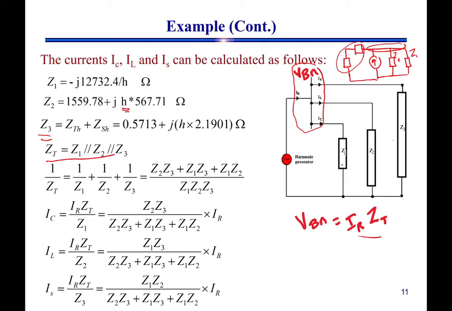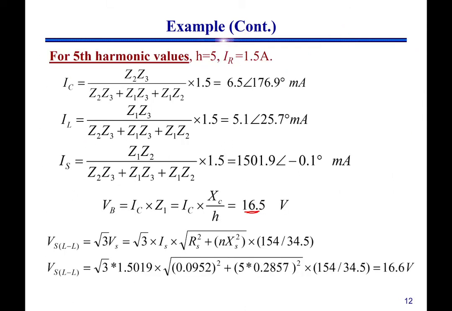Now if we would like to find the source voltage, don't forget that this one will be the source voltage over there. So what will be the source voltage? It can be the source current, because this is the source current at the fifth harmonic, times the impedance of the source. So IS times Z source, that will be the voltage of the source. If we would like to find only the magnitude, it will be I source times the magnitude of the impedance. And if we would like to find the line voltage, multiply by √3.